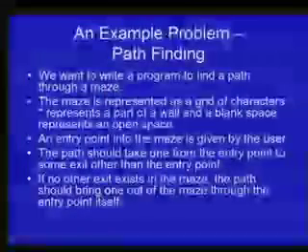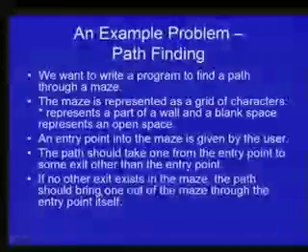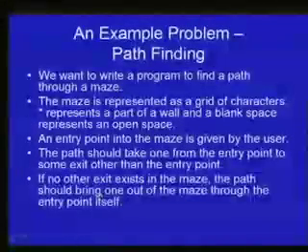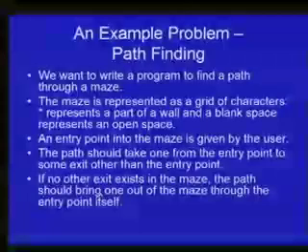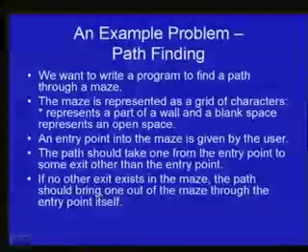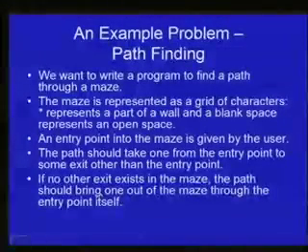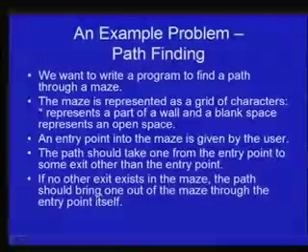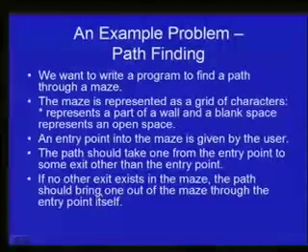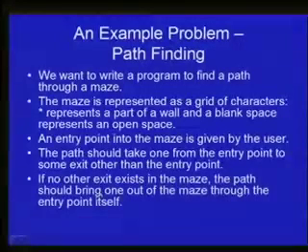So let's just review the problem once again. We want to write a program to find a path through the maze. The maze is represented as a grid of characters, a two-dimensional grid of characters. A star in the grid represents a part of the wall where one cannot go, and a blank space represents an open space where movement is possible, and an entry point into the maze is given by the user as an x, y value.